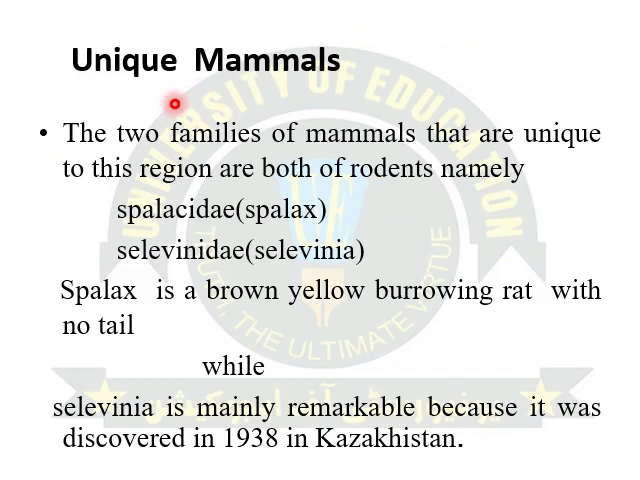The unique mammals of Palearctic region are of two different families. If we talk about these families, number one is Spalacidae and number two family is Salpingotidae. Spalax belongs to Spalacidae family, and is basically a brown yellow burrowing animal with no tail. While if we talk about the Salpingotus, that belongs to Salpingotidae family, it is mainly remarkable because it was discovered in 1938 in Kazakhstan.